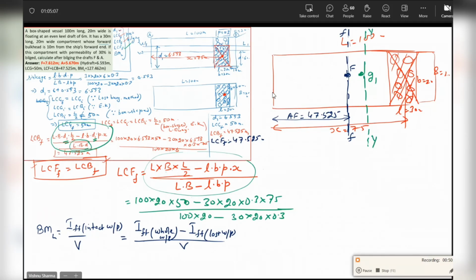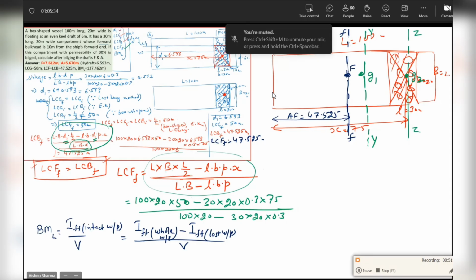I ask another question to you. Is FF a standard axis for the lost water plane? Yes or no? No, sir. So the lost water plane has its geometric center here. We draw a parallel axis through it. Maybe I can call it ZZ. If I have to use the theorem of parallel axis, I'm loading my diagram first before I start working, because I'll be doing it with reference to my diagram.